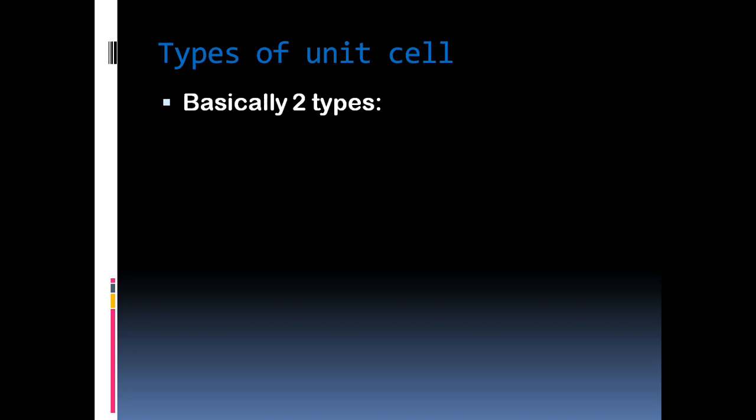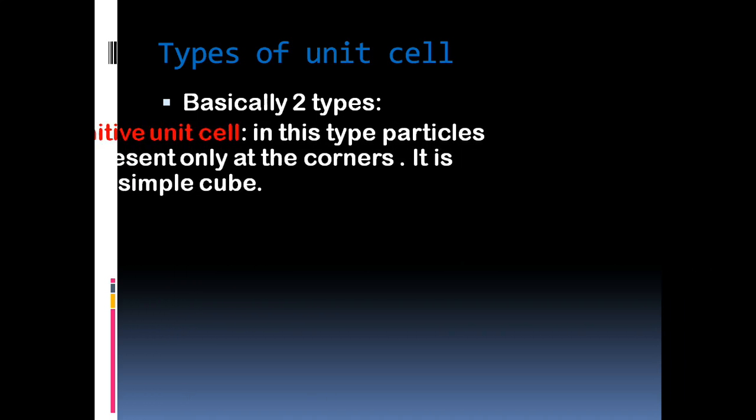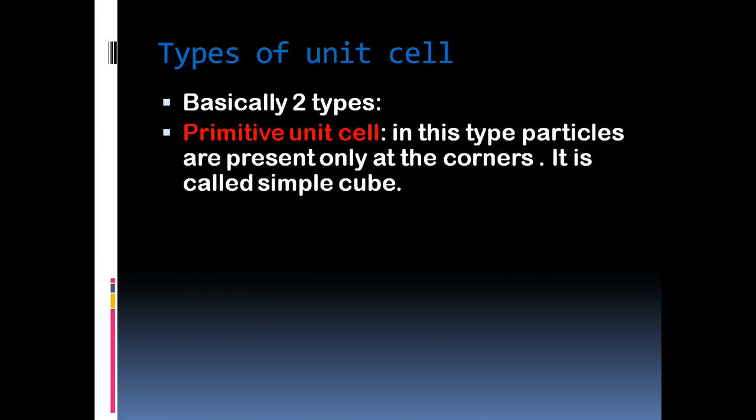Now, types of unit cell. Basically, there are two types. The first one is primitive unit cell. That is the simplest way. Here, in this type, the constituent particles, that is, atoms, ions or molecules, are present only at the corners of a simple cube. And this type is known as simple cube or primitive unit cell.